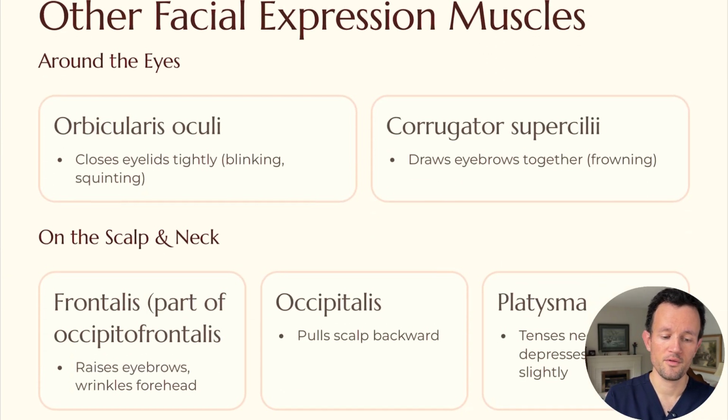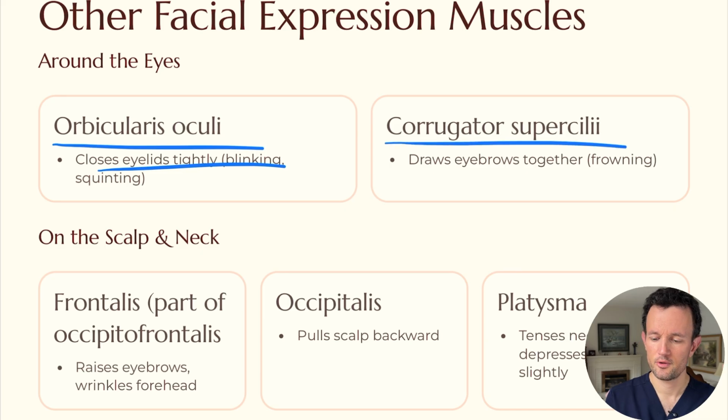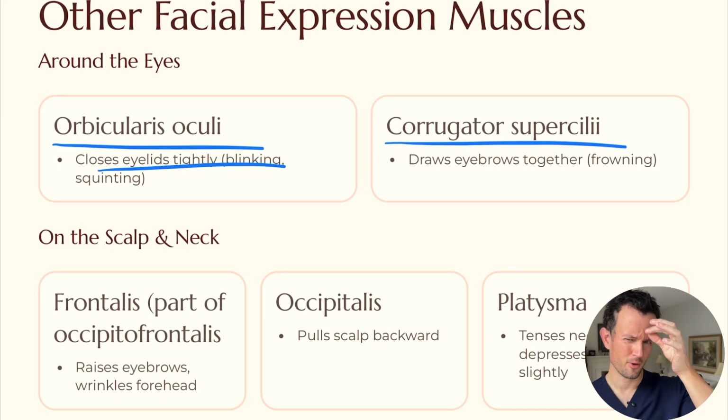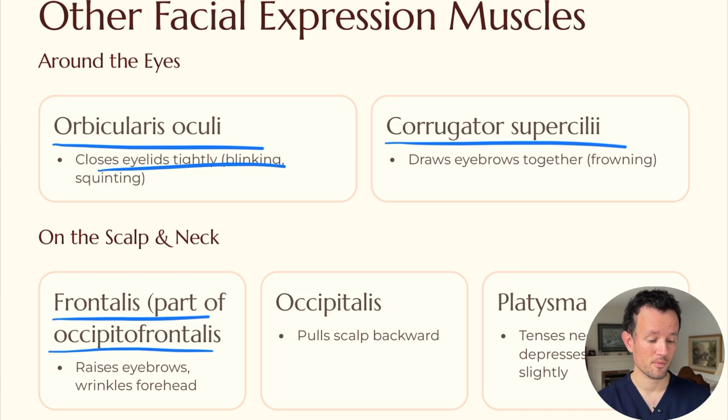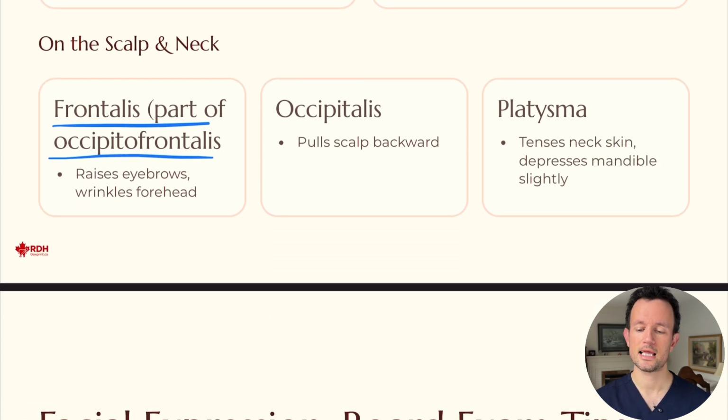Around the eyes, orbicularis oculi closes the eyes, blinking tightly. The corrugator supercilii draws the eyebrows together, as in frowning. That's the corrugator. Frontalis is part of the occipitofrontalis muscle. It raises eyebrows and wrinkles your forehead. And platysma muscle, that's when you do this with your neck. Yikes, that's bad. You see the muscles in your neck tense? That's your platysma muscle.